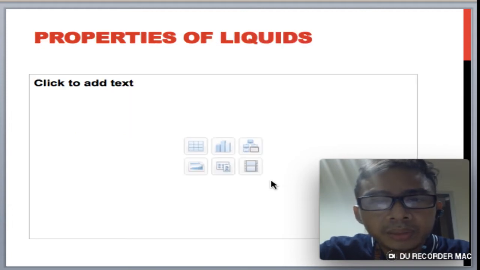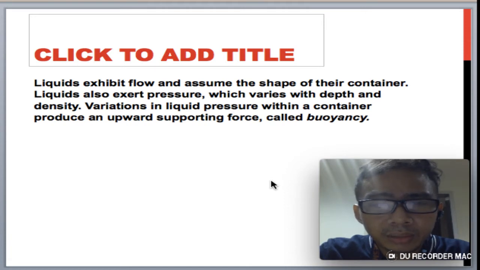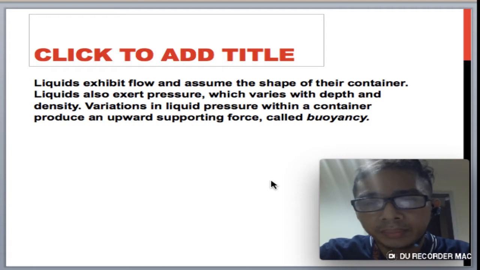So properties of liquids. What are the properties of liquids? Liquids exhibit flow and assume the shape of their containers. So they adapt to certain shapes, no? Liquids also exert pressure which varies with depth and density. Variations in liquid pressure within a container produce an upward support force called buoyancy. So it is an upward force we call buoyancy.